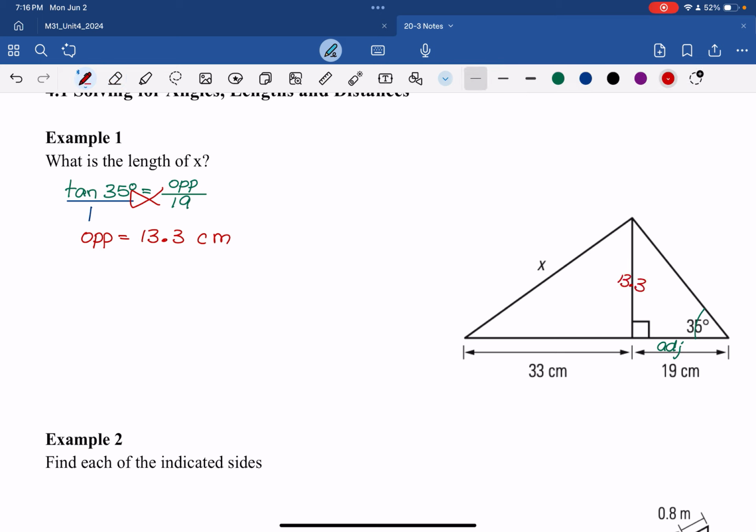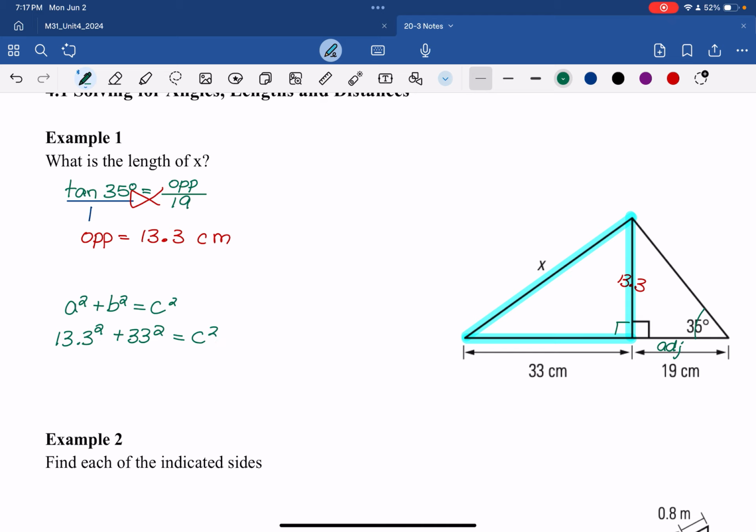Okay. Now the last piece that I'm looking for is this side length here. So in this triangle, I don't have an angle. So I cannot use my primary trig ratios. But I do have 2 sides, so I could use Pythagorean theorem to figure out my third side. Okay, my third side here, this x, is my hypotenuse. It's opposite to the 90 degree. So all I need to substitute in is 13.3 squared plus 33 squared equals c squared.